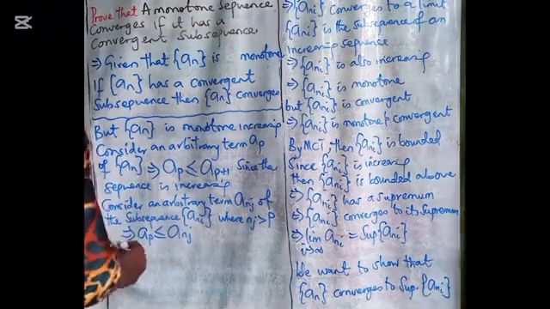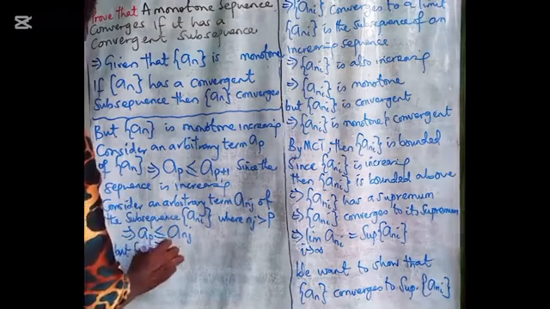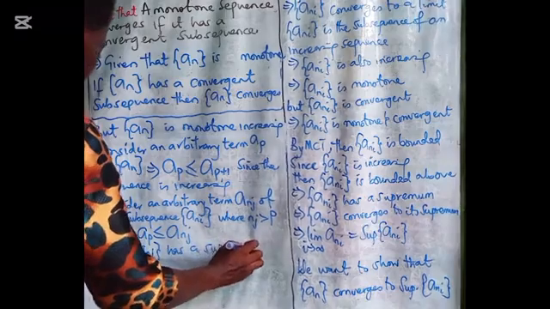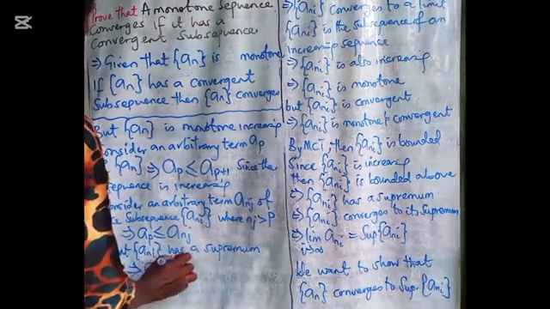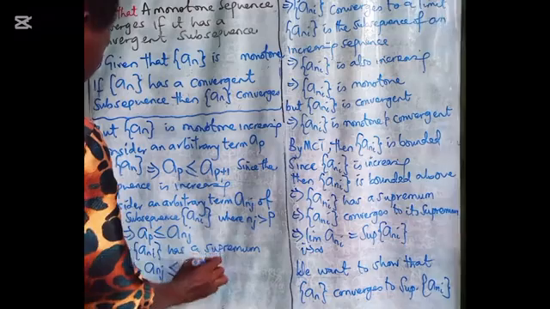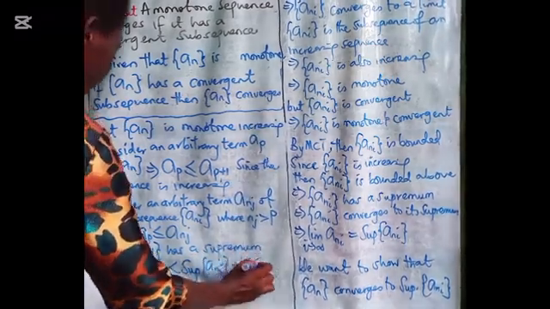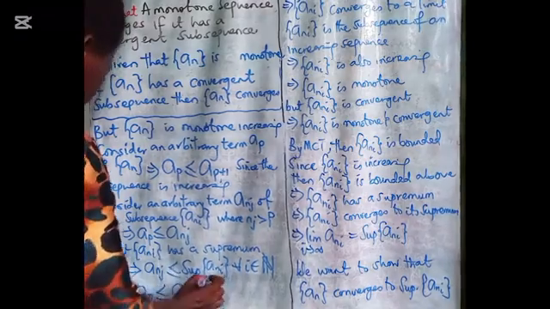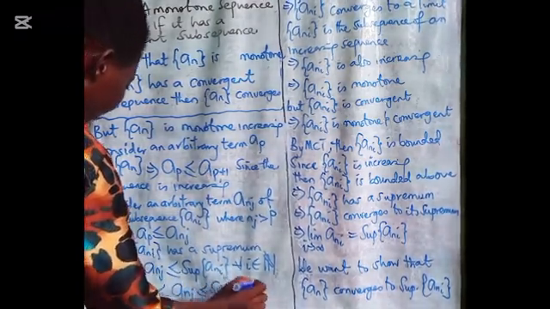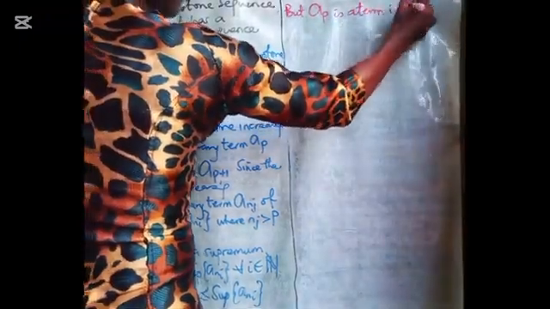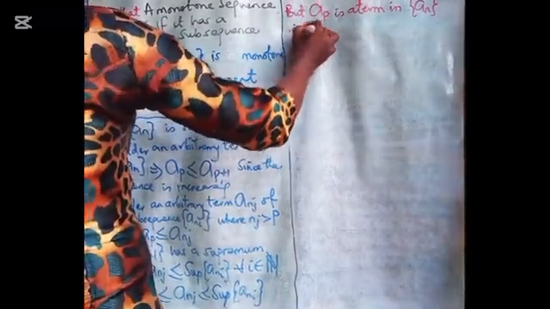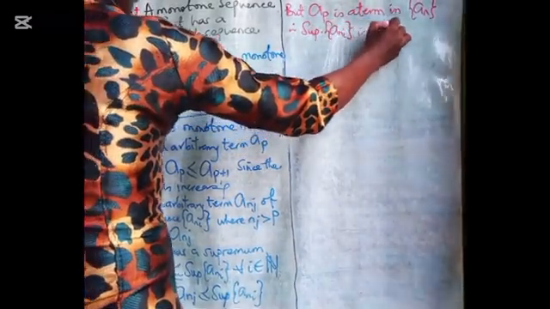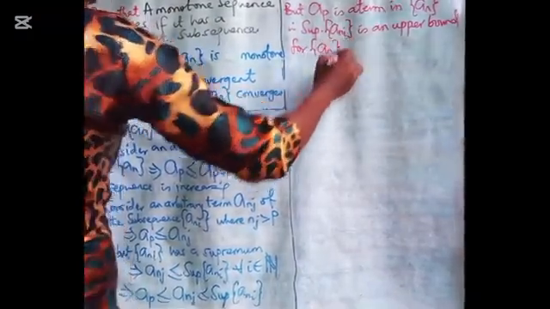Remember, A sub nj is a term in the subsequence A sub ni, and A sub ni has a supremum. Then A sub nj will be less than or equal to the supremum of A sub ni for all i belonging to the set of natural numbers. That further implies that A sub p is less than or equal to A sub nj, which is less than or equal to the supremum of A sub ni. But A sub p is a term in the sequence A sub n. Therefore, the supremum of A sub ni is an upper bound for A sub n.